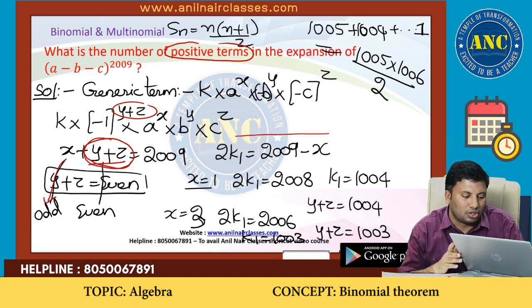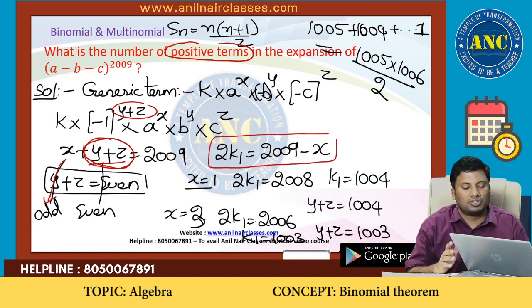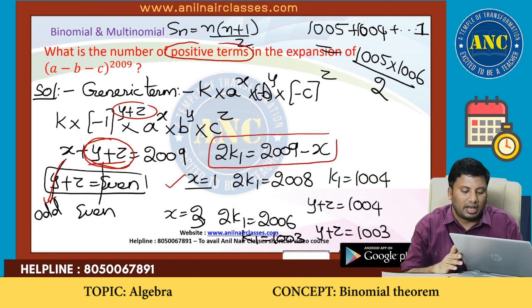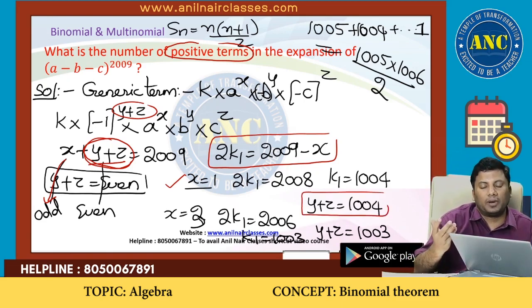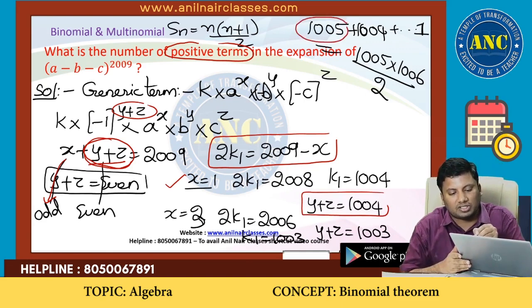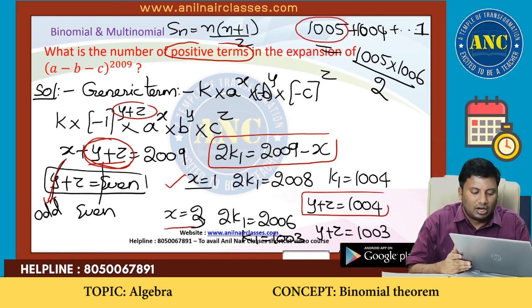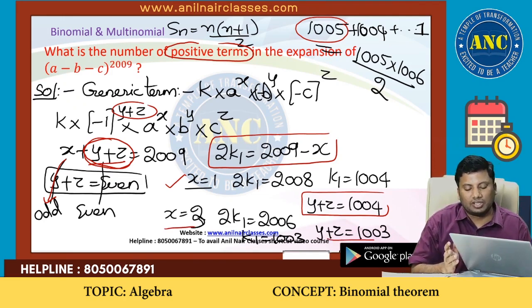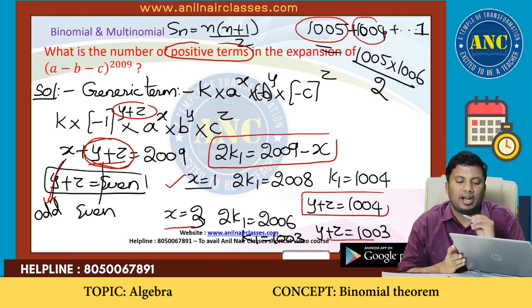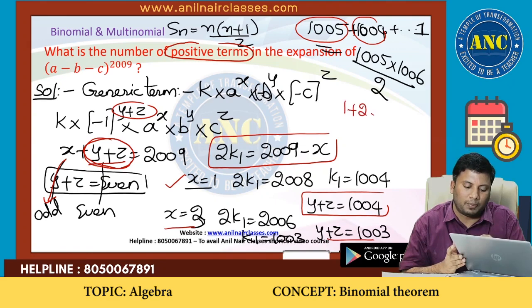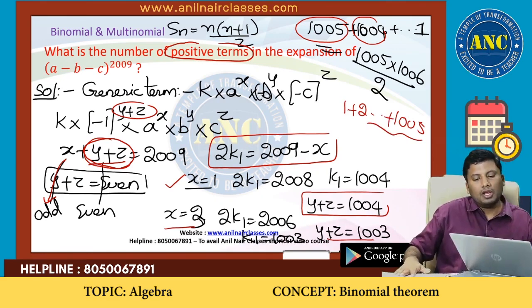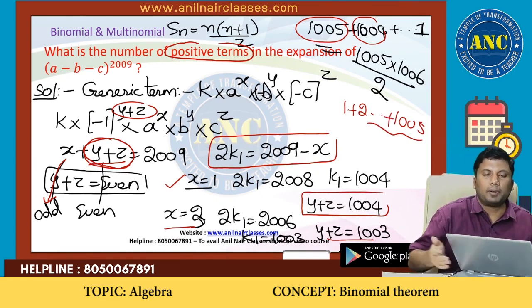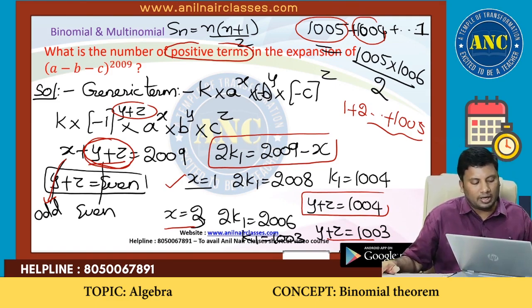Y plus z is 2k1. 2k1 is 2009 minus x. X is 1. I got k1 as 1004. Y plus z is 1004. 1004 plus 2 is 1006. 1006 means 1005 gaps. X is 3. 2k1 is 2006. K1 is 1003. Y plus z is 1003. Answer is 1004. And so on up to 1. These are nothing but 1 plus 2 plus 3 till 1005. Sum of n consecutive numbers is n into n plus 1 by 2.